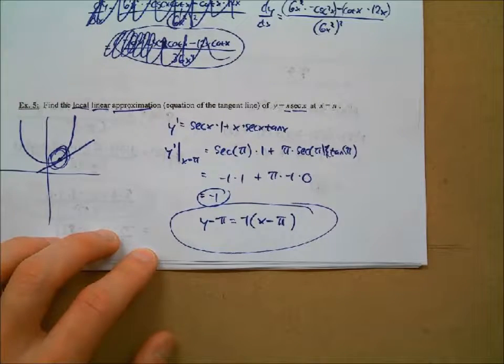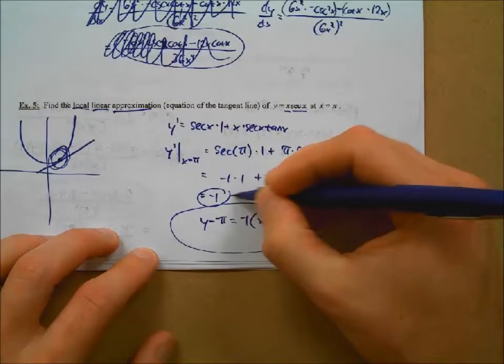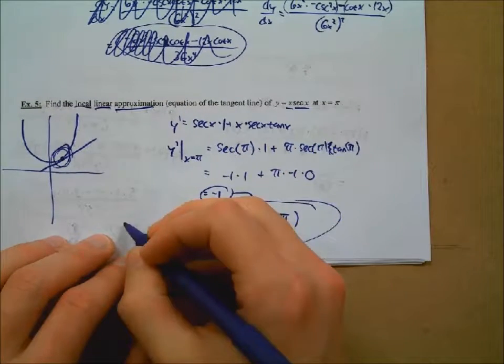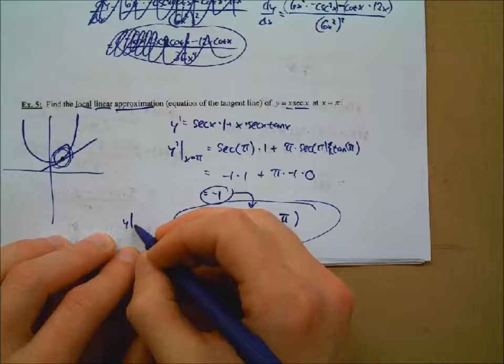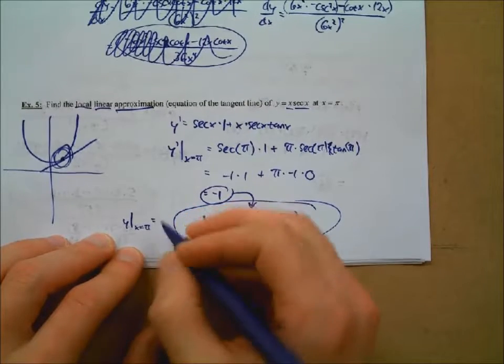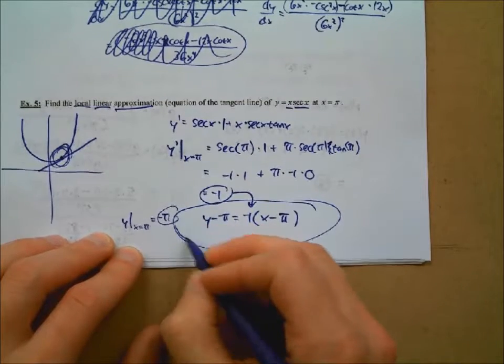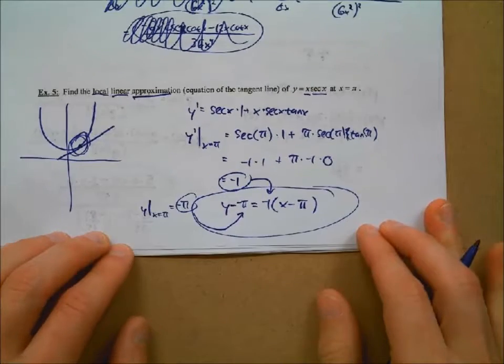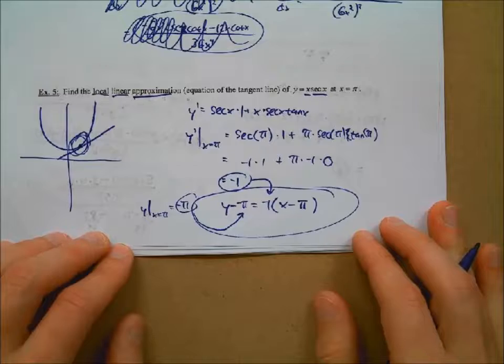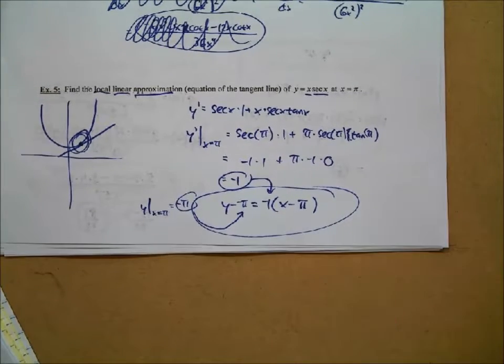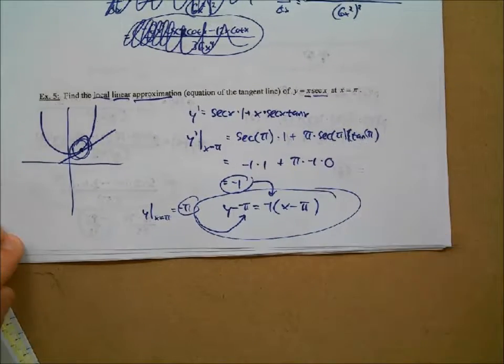So the slope goes there, and then y evaluated at x equals pi is negative pi. Okay, right there. Questions on any of that? Tangent line. Okay, tangent line. Local linear approximation. You know what? I'm going to go to my calculator just to show you this.